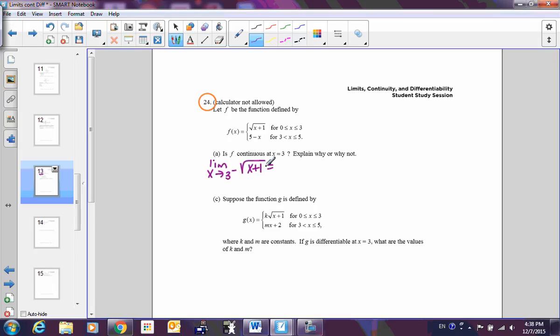Okay, so that's square root of 3 plus 1, or square root of 4, which would be 2. Okay, now let's find the limit as x approaches 3 from the right. This would be plugging into the 5 minus x piece, so 5 minus 3, that's also 2. So what this tells us is that the limit as x approaches 3 of f of x equals 2.